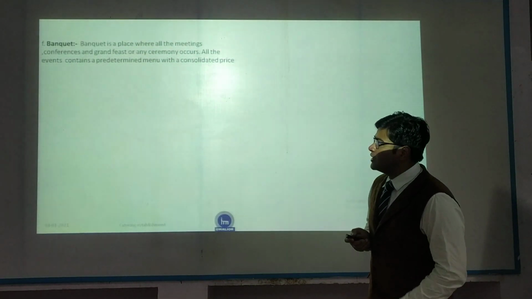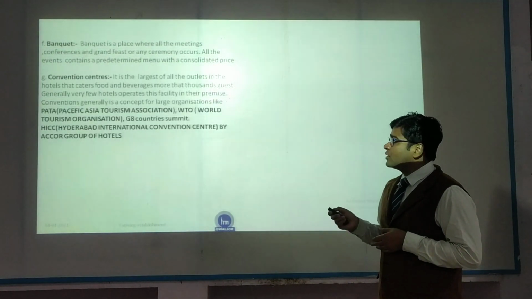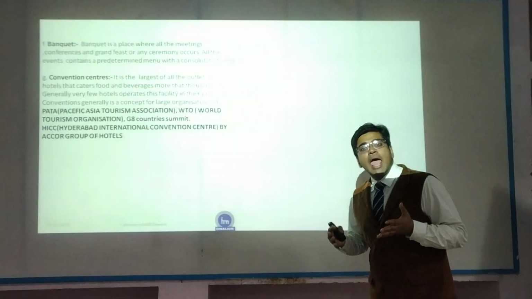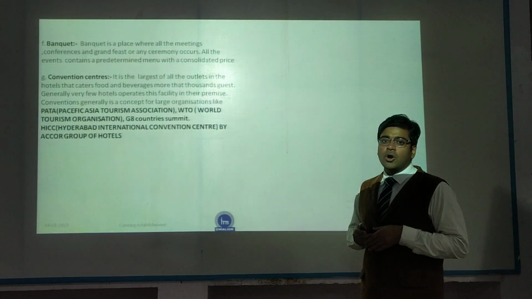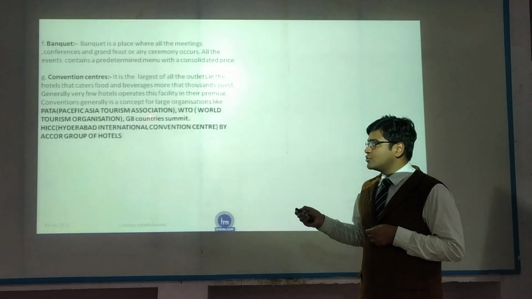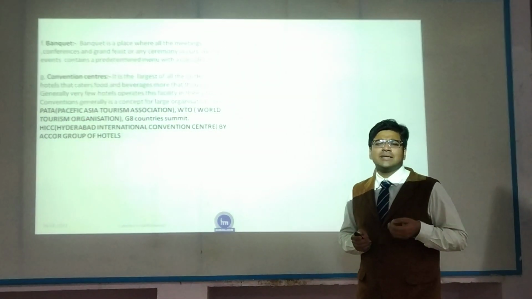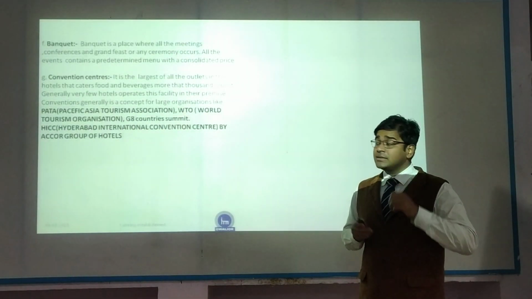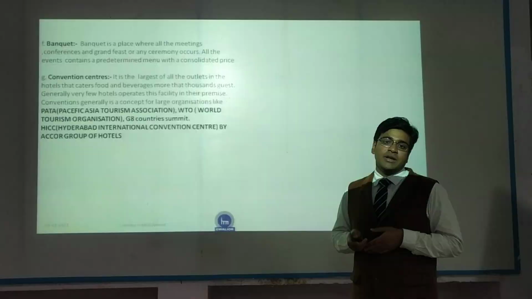And now we enter another important segment of the banquet area, that is known as your convention center. Sometimes the banquet is a small area where you cannot accommodate more than 1,000 or 5,000 people. So that's the reason there is something called a convention center. Take a look at PATA, Pacific Asia Tourism Association, World Tourism Organization, G8 countries. When these big summits happen from different parts of the world, you need to take a huge, large area to accommodate all different types of guests.